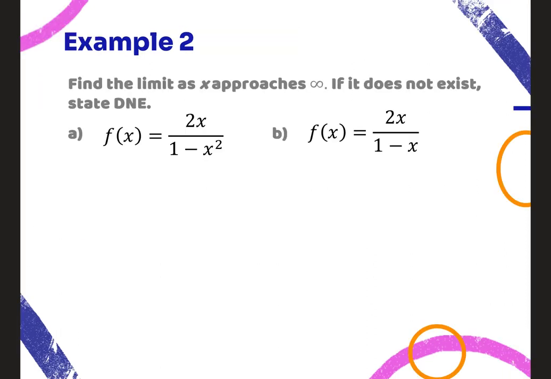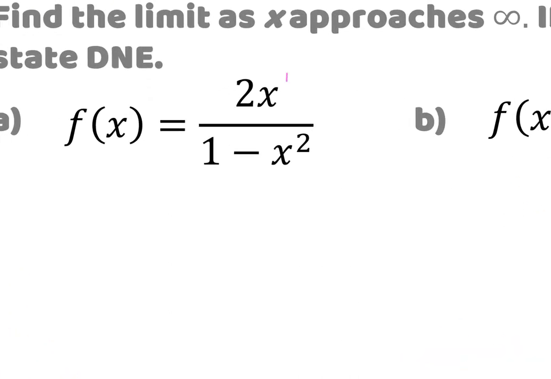All right, so look at example 2. Find the limit, and this time it's just saying as x approaches infinity, but it could also say negative infinity. It could say either one. And again, if it does not exist, we're going to do D and E. So what's true about the exponents in A? The bottom is bigger, 9. Good. So top is smaller than bottom, which means where's my horizontal asymptote? 0, which means my limit is 0.